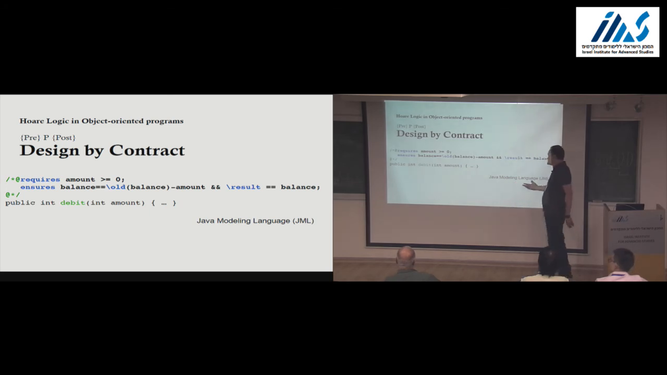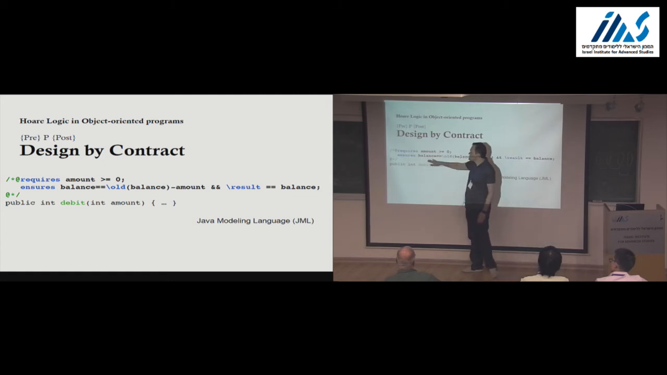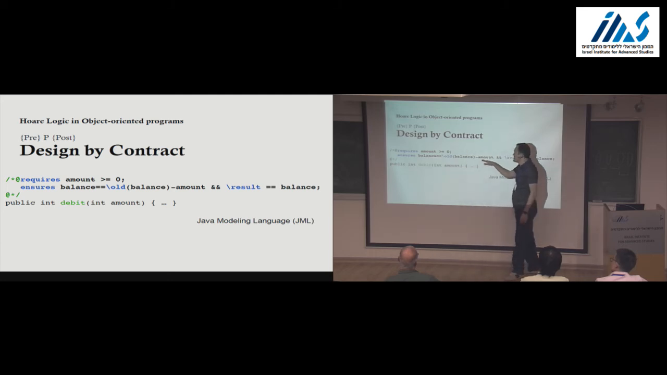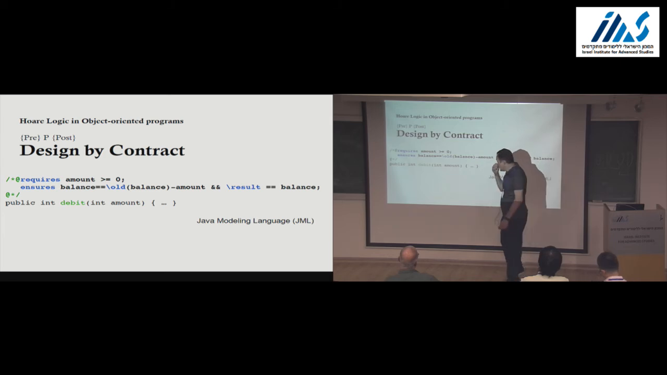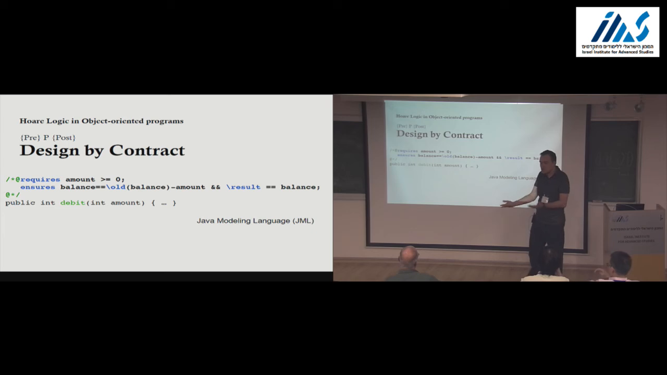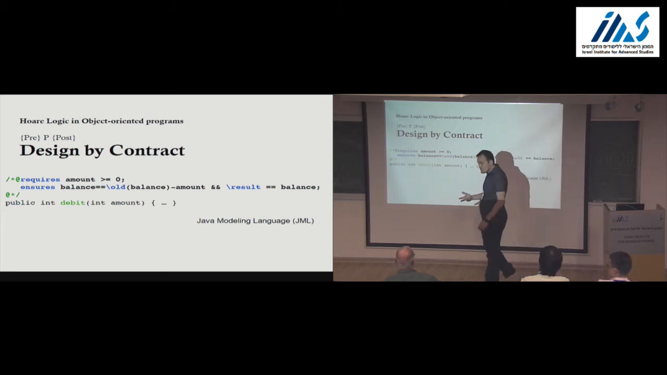For example, we have the Java Modeling Language, in which we write pre and post conditions for any method. For example, in this debit method, we don't want the amount to be negative, and we want to ensure that the balance is the same as the old one without the amount, and the result would be this balance. So this is a way of trying to do this in general purpose languages.